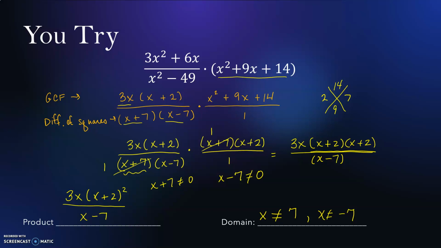We only look at the denominator for that domain restriction because we are allowed to divide 0 by numbers, but we're not allowed to divide by 0.